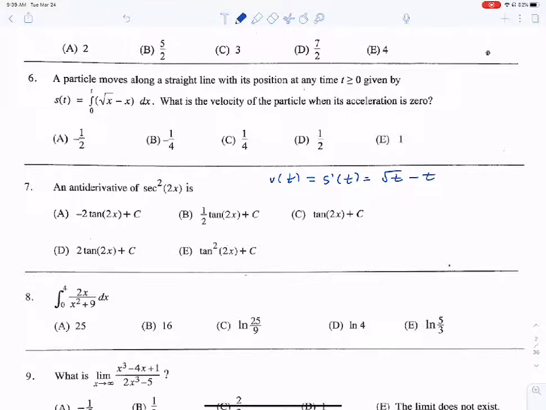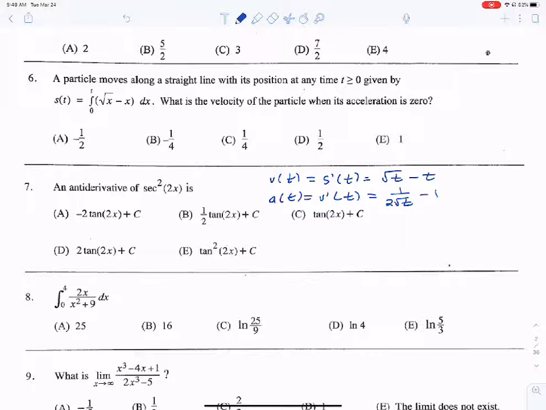Okay, so now let's go find the acceleration function. I think you guys would agree the acceleration function is going to be equal to the derivative of the velocity function. So we're going to take the derivative of this. So this is going to become 1 over 2 root t minus 1. Okay, so next, let's see what we're supposed to do.